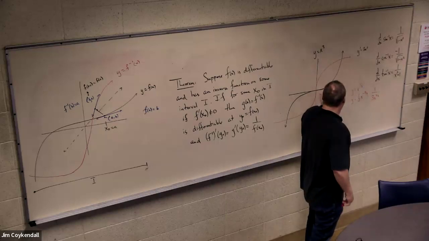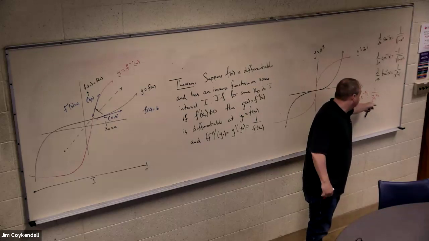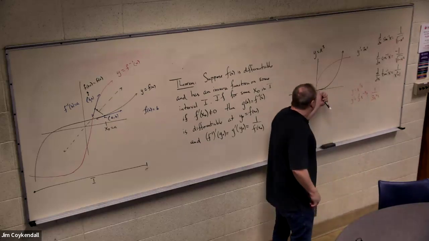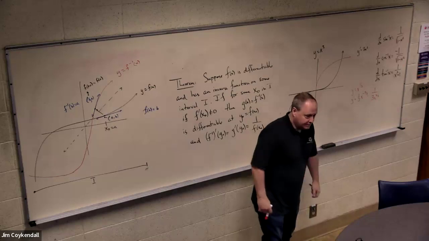The original function has zero derivative. The inverse function has undefined derivative. And if you look, you can see that in fact the y-axis is a vertical tangent.